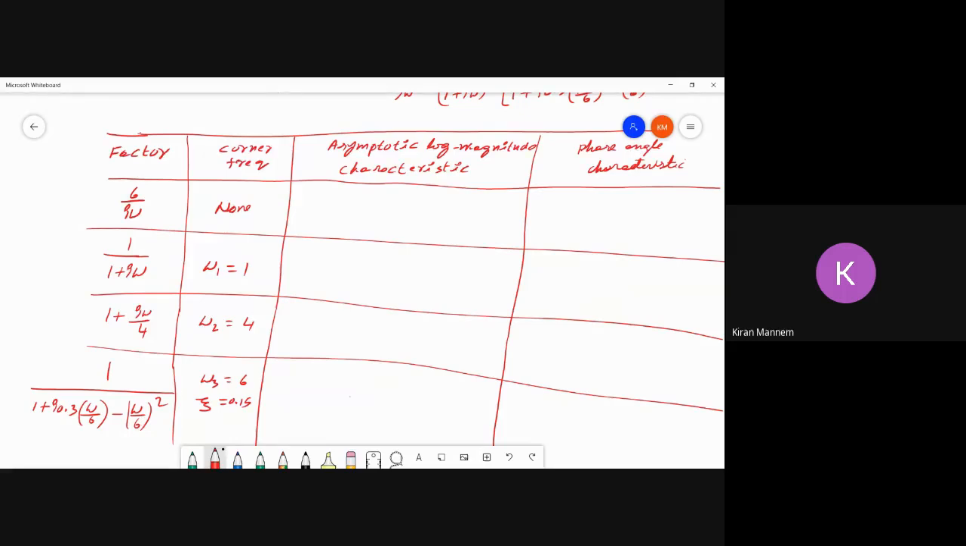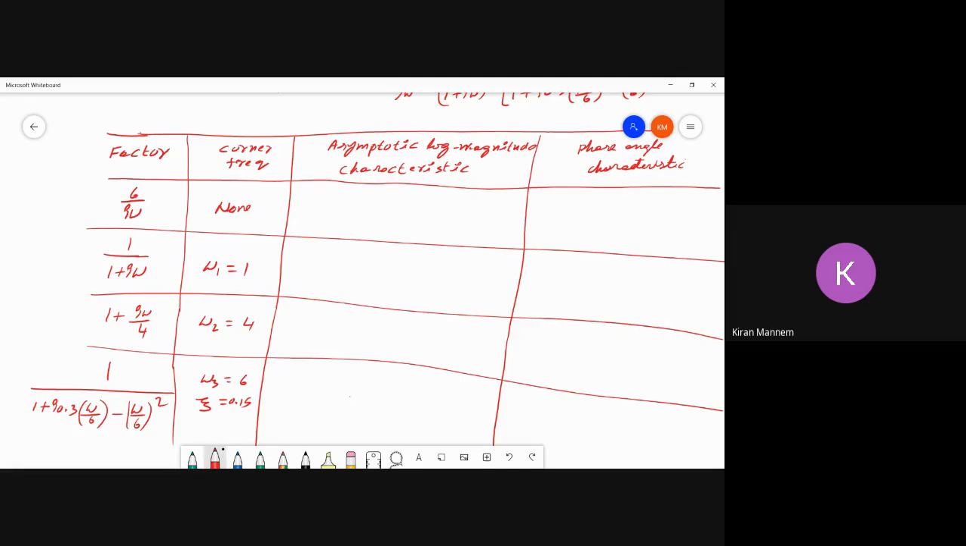How do you find the corner frequency? Omega equal to 1 by T. What's the T value? T value is 1. So what's the T value here? 1 by 4. So what's the omega value? 4. There also the T value is 1 by 6. So omega value is 6. So we should write all these corner frequencies in ascending order, right? Should write like this: 1, 4, 6, ascending order.